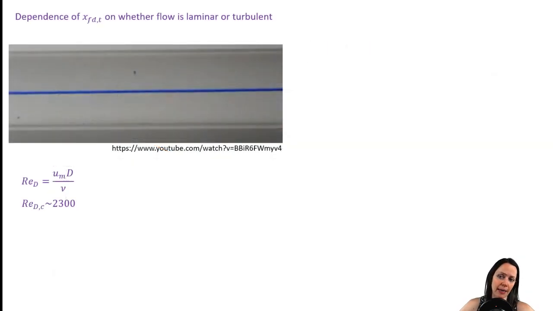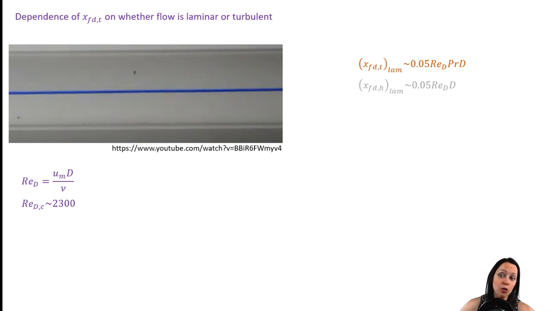Just like the hydrodynamic entrance length X subscript FDH was dependent on whether the flow was laminar or turbulent, the thermal entrance length X subscript FDT also depends on whether or not the flow is laminar or turbulent. So if the flow is considered to be laminar, which would be the case if your Reynolds number was less than 2300, the thermal entrance length is 1/20th the Reynolds number times the Prandtl number times the diameter. Note that this looks really similar to the equation for the hydrodynamic entrance length.